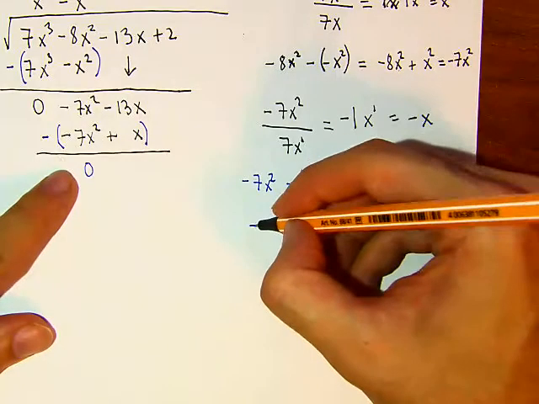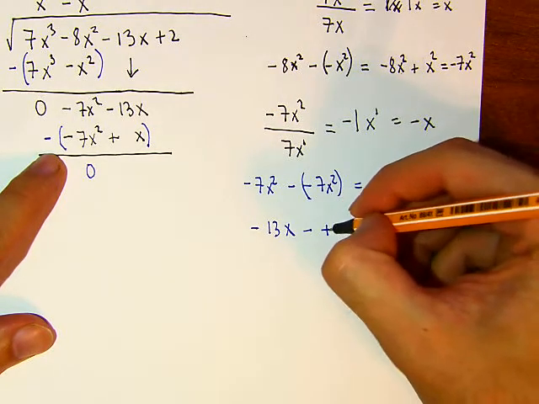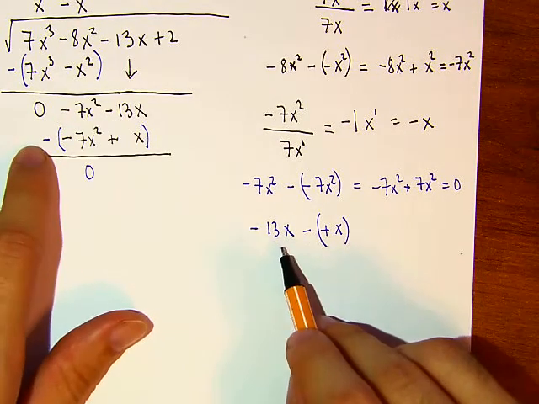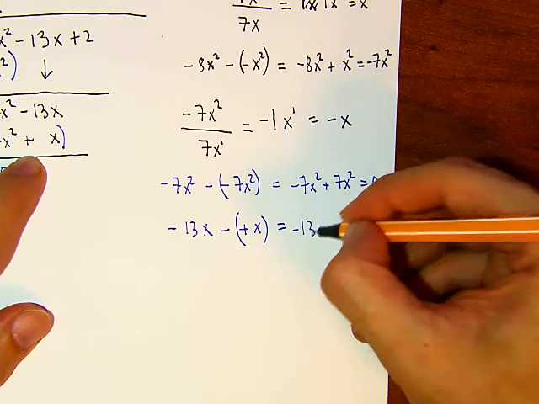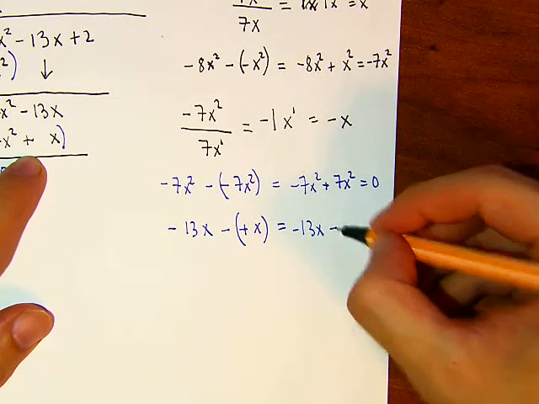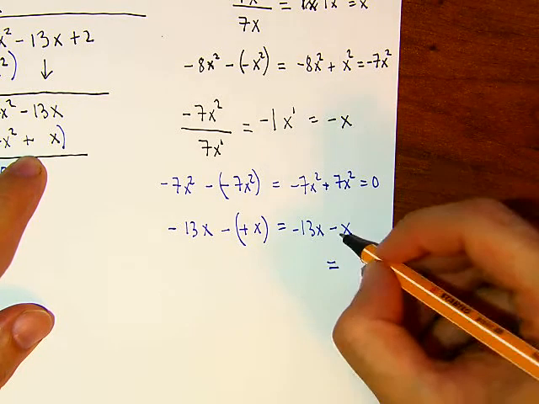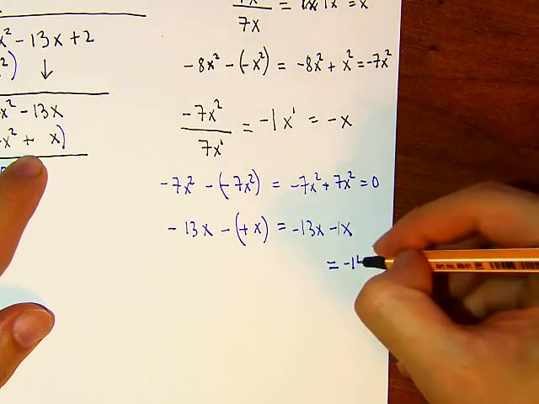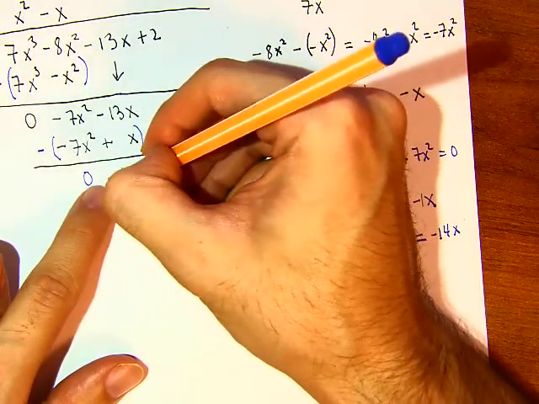Let's just write that over here. You have negative 13x minus a positive x, right? Isn't that negative 13x minus positive x? That is equal to negative 13x. Minus times positive is minus x. And this is what? Negative 13x minus x. There's that 1 over here. Yeah, that is just negative 14x. Okay, so now you have negative 14x.